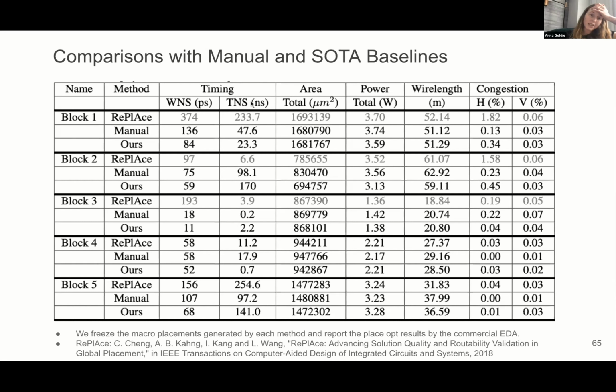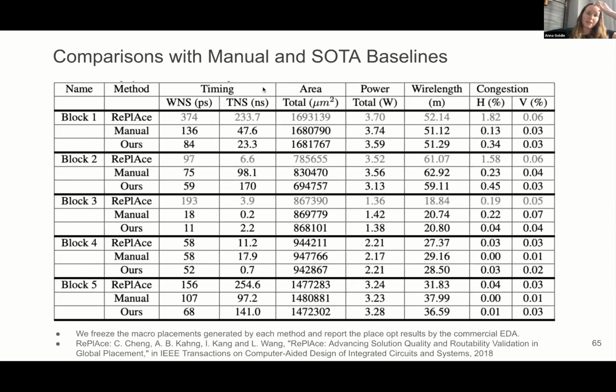And so here, these are the metrics generated by a commercial EDA tool. This is a very high quality simulation. It can take up to 72 hours to generate these types of results. But these are the metrics that chip designers actually use when they're deciding which placements to send for manufacturing.